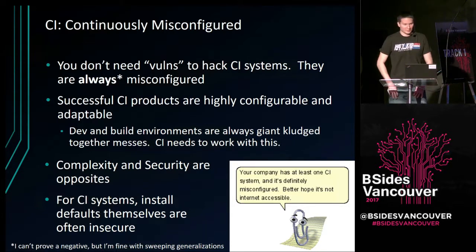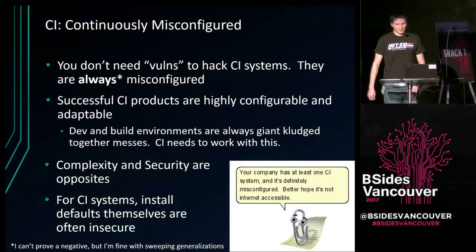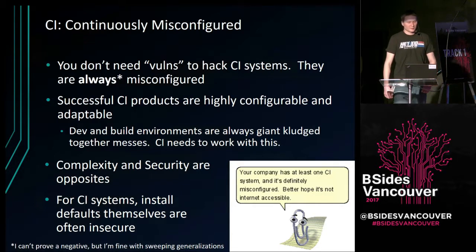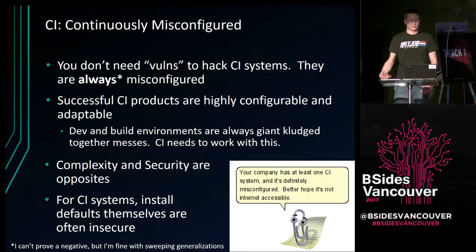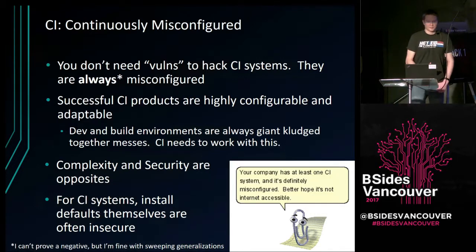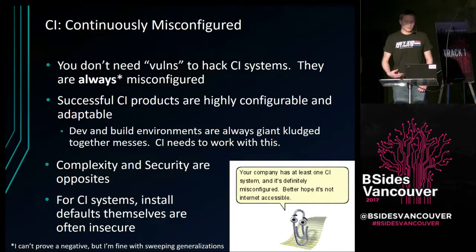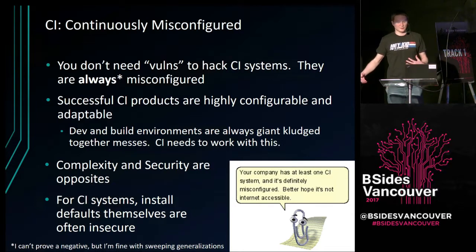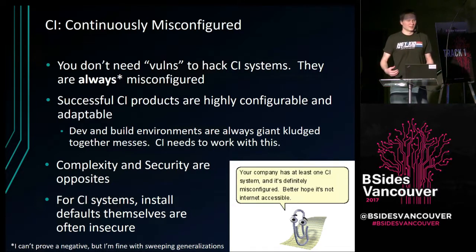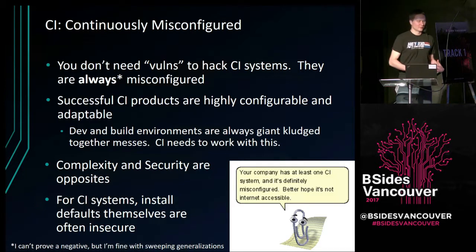And so I thought a little bit about why every time I come across one of these systems, it's misconfigured. And it kind of ties to what the continuous integration products have to be. So to be successful, they've got to be highly configurable and adaptable. When companies have development and build environments, there are always these systems that have evolved over time. They've got all kinds of things kludged together. The build works, but just barely. And so to tie that then into a CI product, the CI product has to be very extensible, has to be very flexible. It has to be able to match all kinds of crazy environments that companies have.